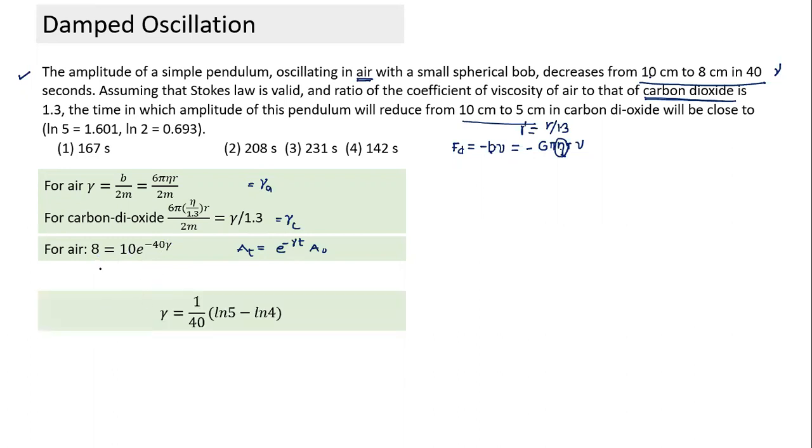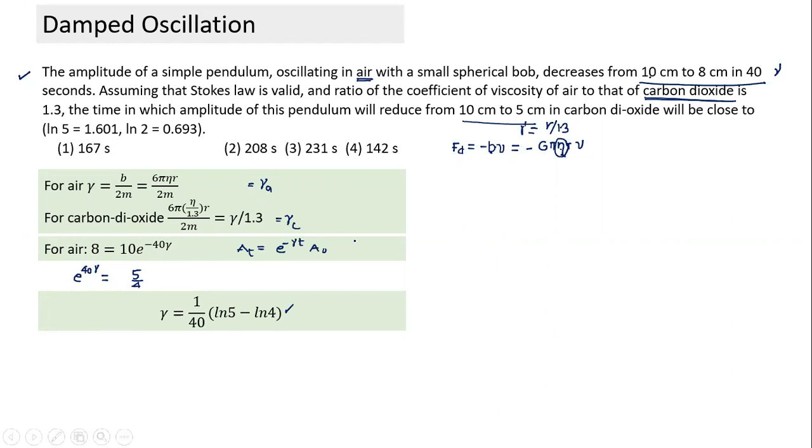So what is the value of gamma we get from here? This equation I could have written as A is equal to e raised to power 40 gamma is equal to 5 by 4. Or we take the log of both sides and rearrange the terms, and you will get gamma as this term here. Okay, that's for air.